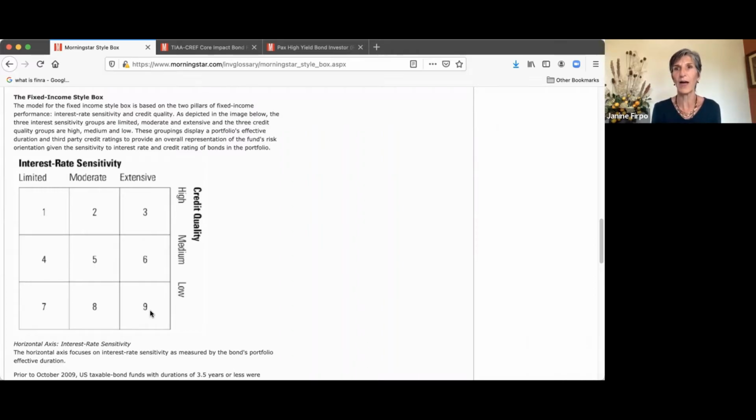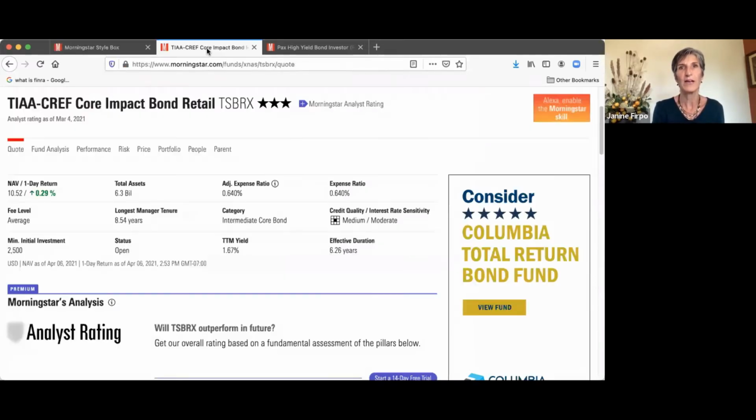Okay, so let's take a look at how this plays out in a couple of specific bonds. First, we'll look at the TIAA-CREF Core Impact Bond Retail, and its ticker is TSBRX. And as you can see here, it is a 3-star fund according to Morningstar. It has $6.3 billion in assets. It has an expense ratio or fee of 0.64%. It has a minimum investment of $2,500. It is considered an intermediate core bond. And if you look at the fixed income style box here, you can see that this is showing up there.